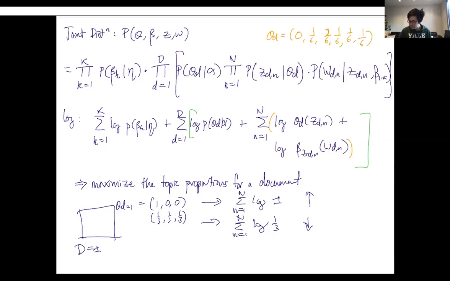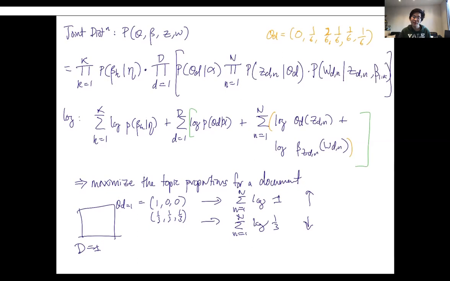Okay, so now I'm going to move on to the reverse. Obviously, there need to be two competing forces here, otherwise you're just going to get sparsity. Now we're going to focus on this term here, and this term is going to give you the opposite effect. So let's think about what's going to happen.